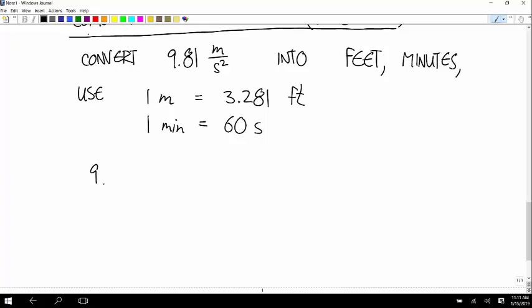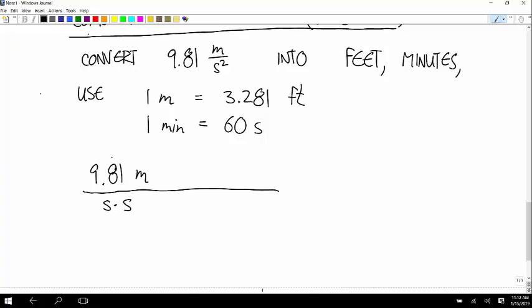Okay, so we'll start with 9.81 meters, and here's this fraction bar. And then in the denominator, we have seconds squared. I'm going to write that as seconds times seconds. And just one by one now, each column, each ratio is going to convert one of these basic units into the new basic unit. And eventually we'll have them all converted and then we're done.